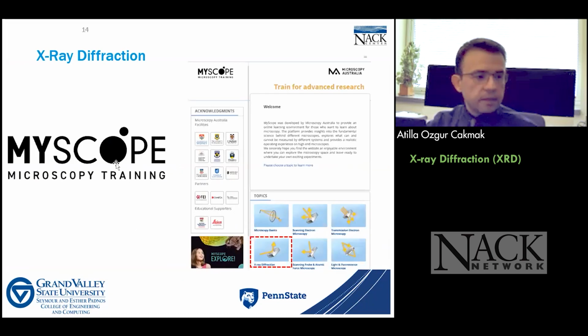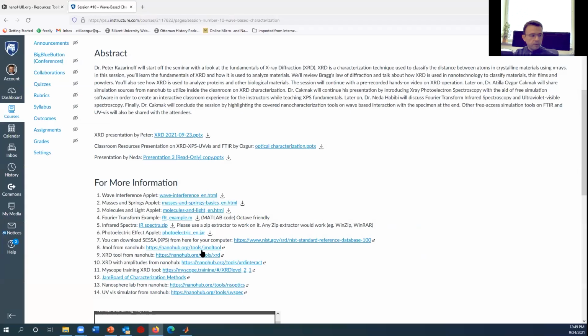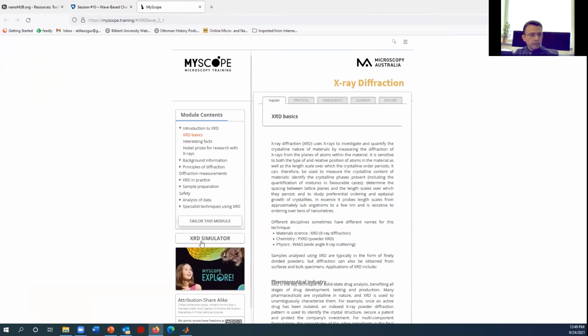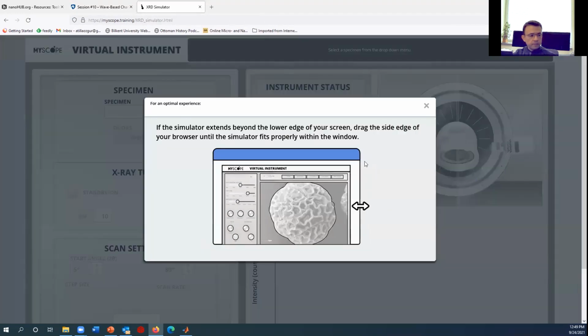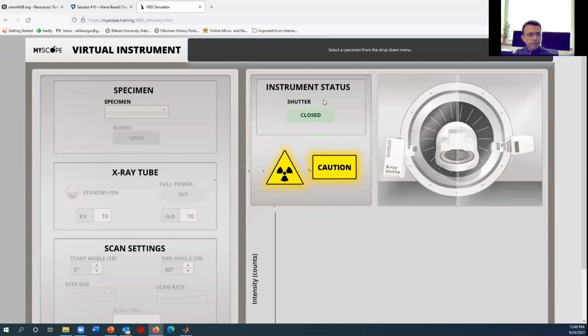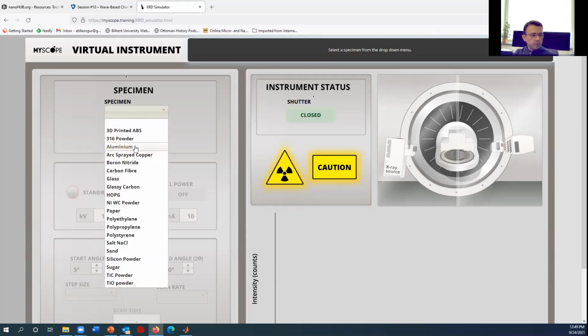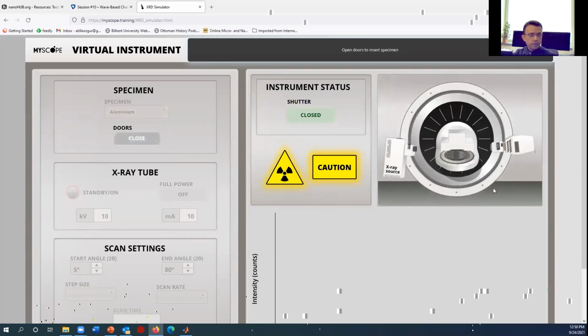And there's another great tool coming from MyScope. So I gave the link in the PowerPoint, but you can also look into that from our website here. So MyScope training, I'm just going to click on that. They have a great XRD simulator. If you click on that, okay, and this is our XRD tool, like Peter was showing us a second ago. So if we look into our specimens, let's say I'm going to look into aluminum, why not? And then the doors will open.